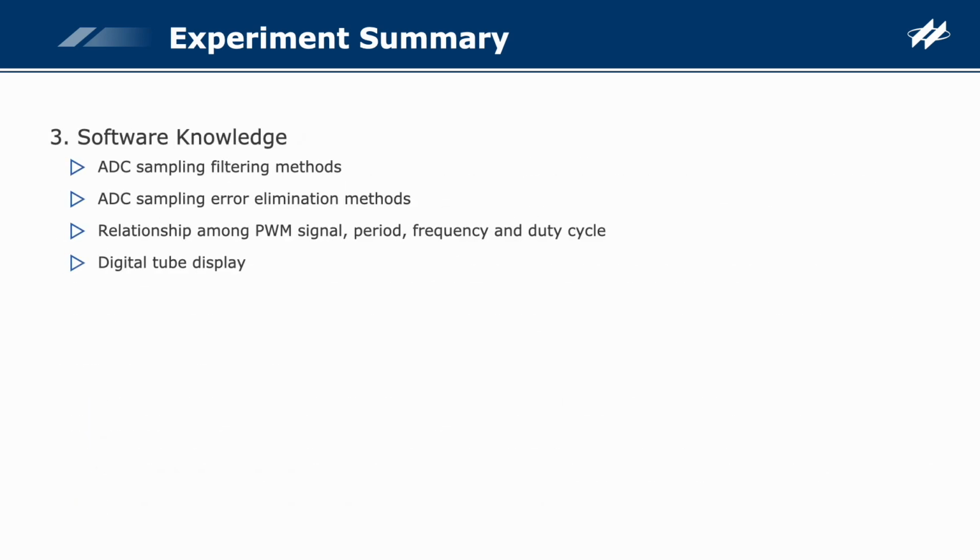Software processing ADC data can enhance the reliability of ADC functions, including filtering and error elimination. By modifying the PWM duty cycle via software, the LED brightness is adjusted, and the GPIO is controlled to drive the digital tube display.